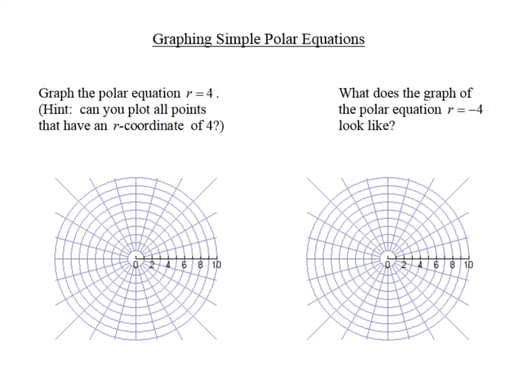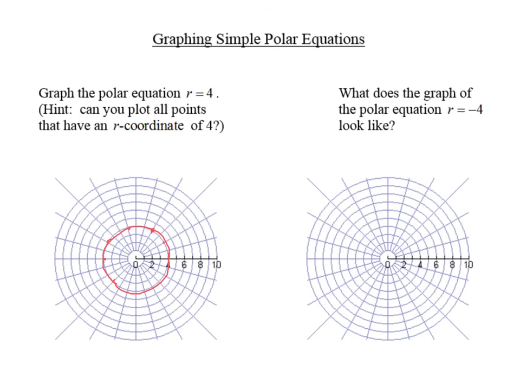Well, hopefully, as you were going along, you started to see that all the points you were plotting were ending up on this circle here, right? If you're going to have an r value of 4, then you have to be on the circle. So this is actually one of the simpler polar graphs that you can do. It's just a circle of radius 4.